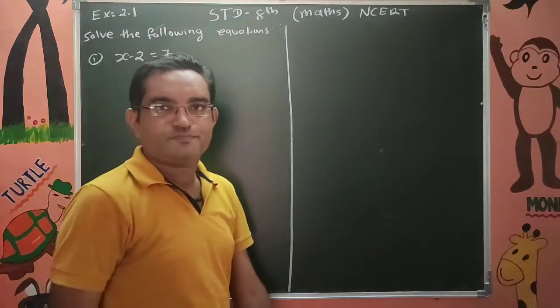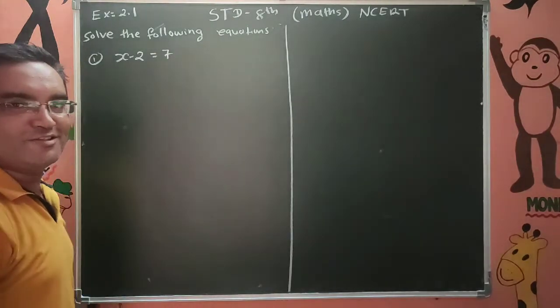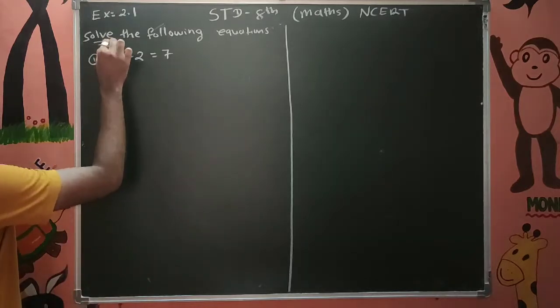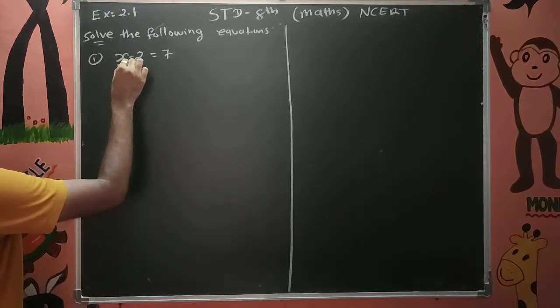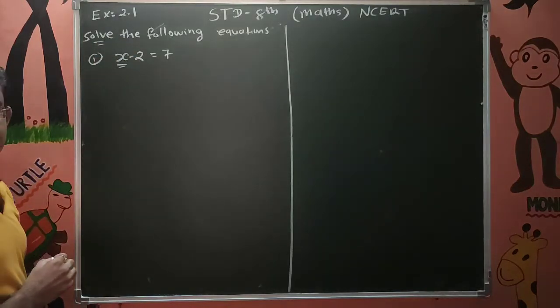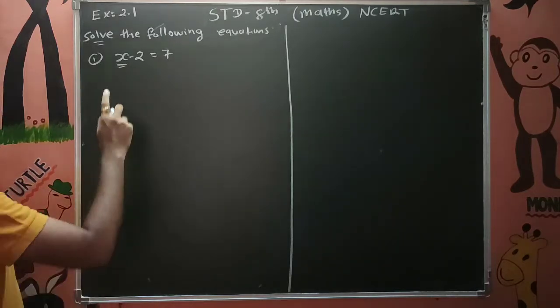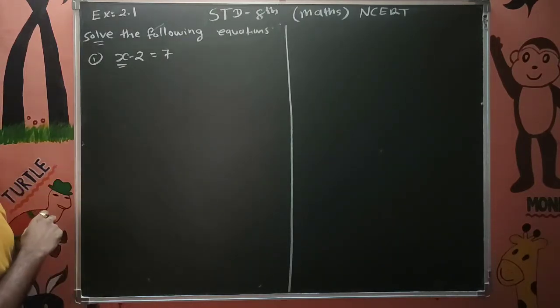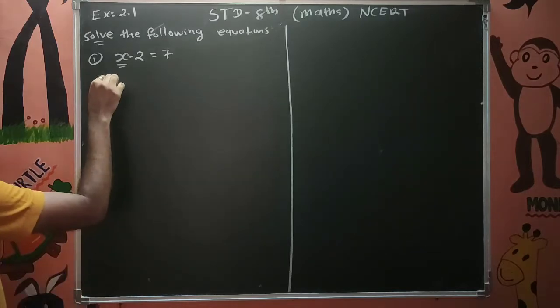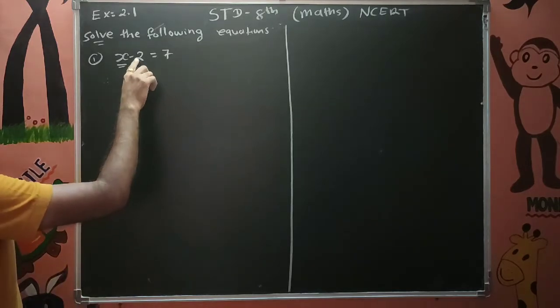Here you have to solve the given equation. Solving the given equation means you have to find the value of the variable in the given equation. In this equation, our variable is x. In short, you have to find the value of this variable x. For that, you have to keep all the constant terms on the right hand side.